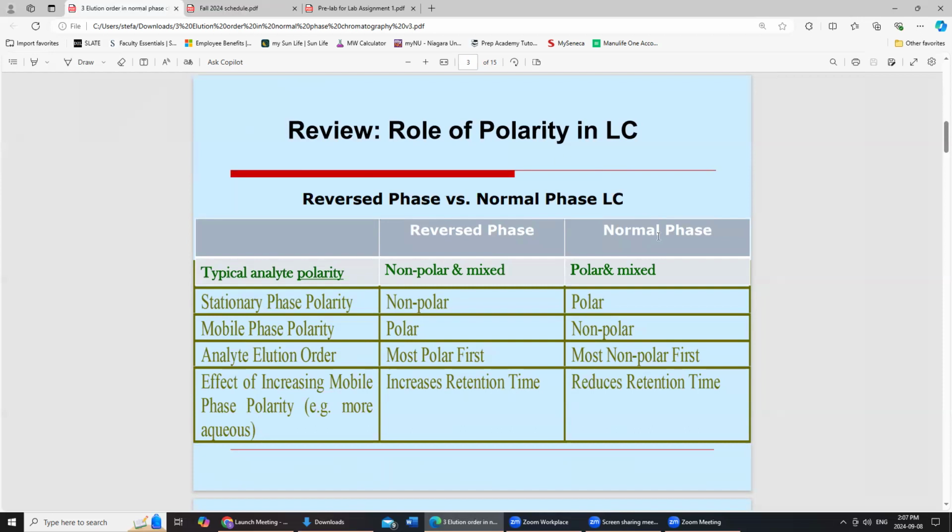In normal phase, we have a polar stationary phase. Our mobile phase will tend to be slightly non-polar. The elution order will be non-polar first. And if we increase the mobile phase polarity, we make it more aqueous, right? We will reduce our retention time. Things will come off the column faster.